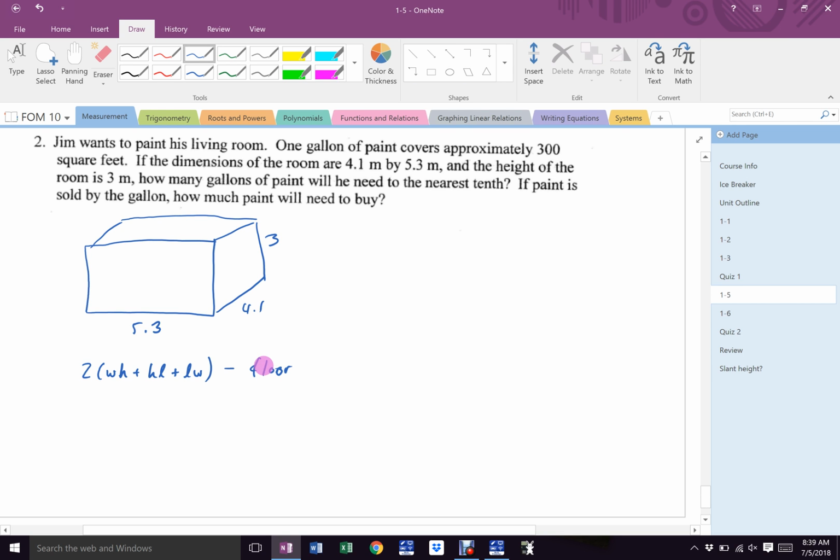Read the question. The paint is sold by square feet. The room is measured in meters. Everybody with me? So if I do this work right now, I am going to get an area in meters squared, aren't I? And that's easy. We just punch in the numbers and we get it, right? Let's do that.